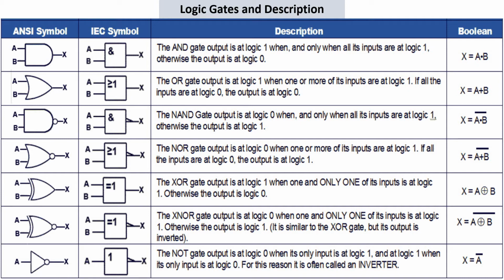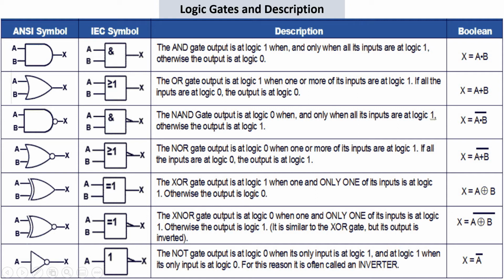This gate as well as the NOR gate we call universal gates, because using these gates we can construct other gates. The logical function AND as well as NOT are both mixed in the NAND gate, and the Boolean expression is X is equal to A dot B whole bar. Similarly for the NOR gate, this is the symbol, OR plus NOT, and the expression is X is equal to A plus B whole bar. And this is the XOR gate.